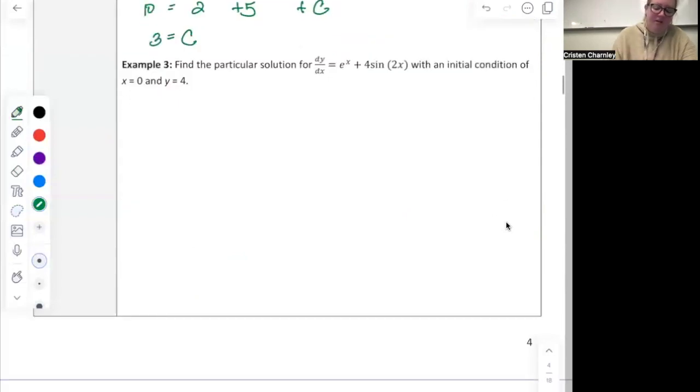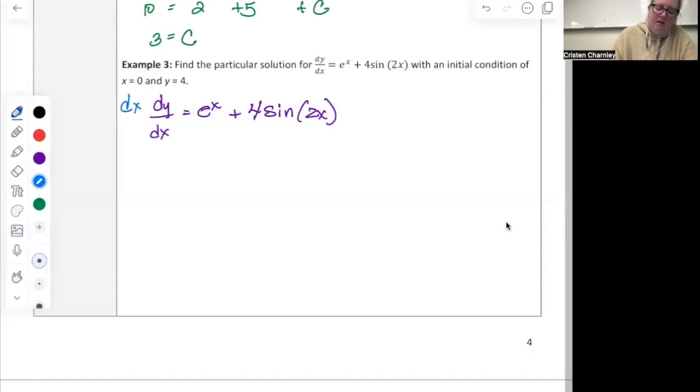Example 2. Example 3 is going to work exactly the same way. Find the particular solution, which means solve for c, for dy over dx equals e to the x plus 4 sine of 2x with an initial condition of x equals 0 and y equals 4. So let me start by rewriting the problem. I know that if I multiply both sides by dx, I'll write it out this time instead of showing it moved.